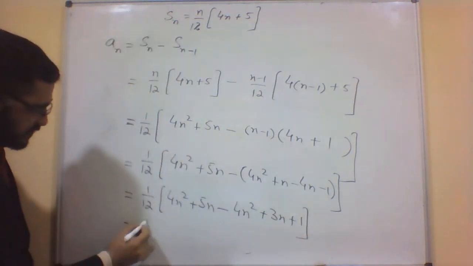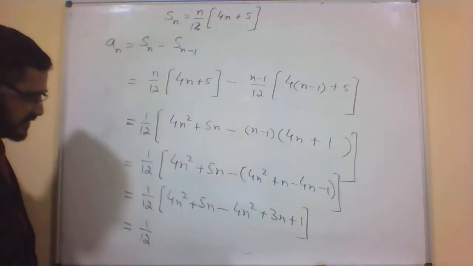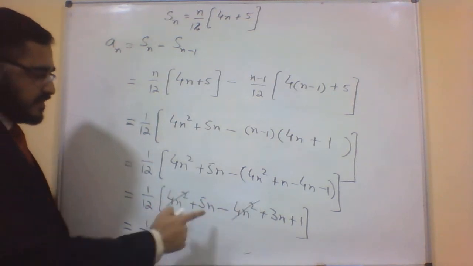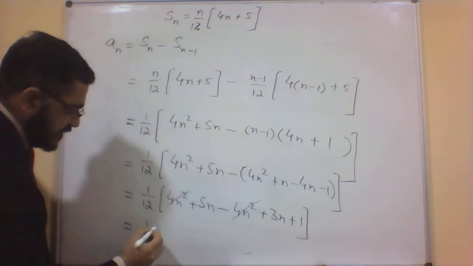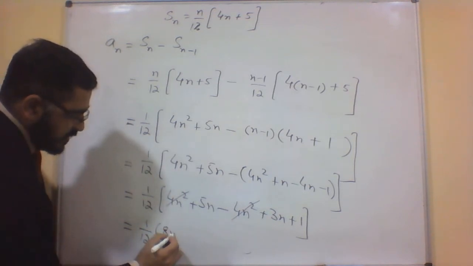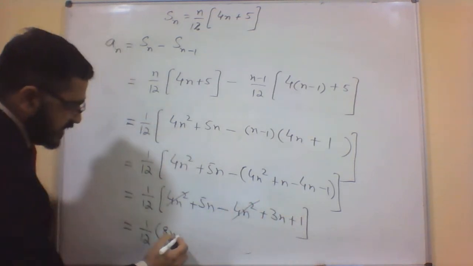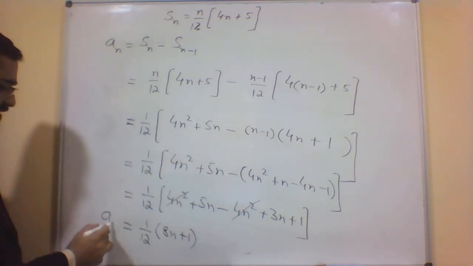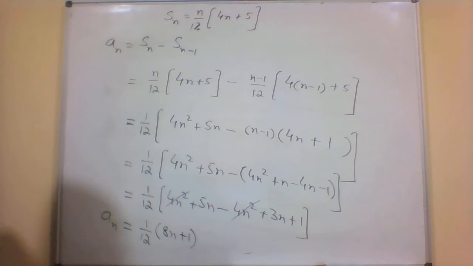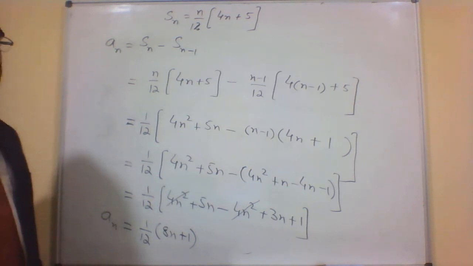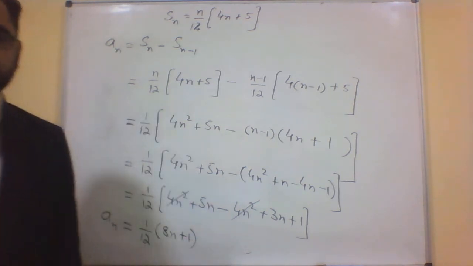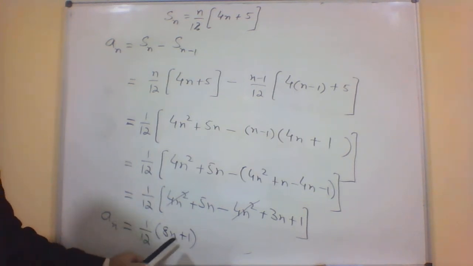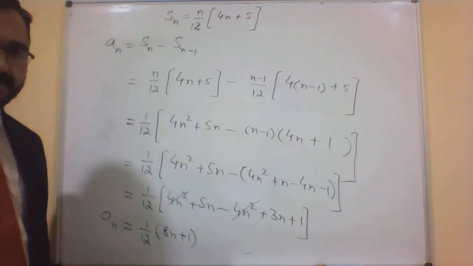Then after that, 1 divided by 12 as it is. This minus 4n square and plus 4n square cancel with each other. 5n plus 3n is 8n and plus 1 as it is. This is the expression for the nth term, or the general term, of the sequence. What is that? 1 divided by 12 into 8n plus 1.